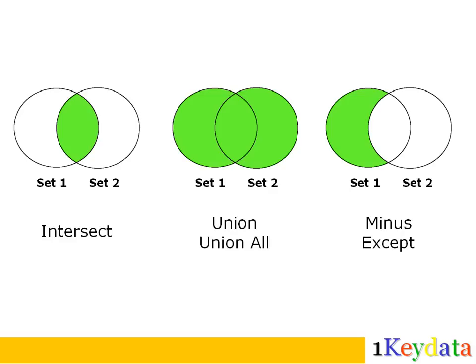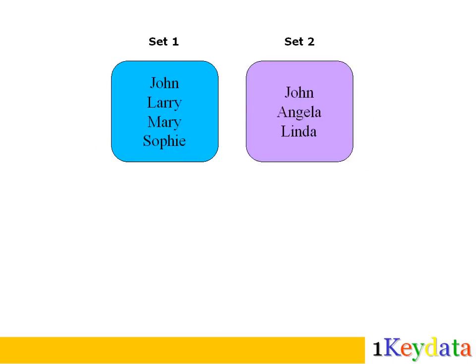Let's take a look at an example and see how they're different. Assuming set 1 has 4 rows, John, Larry, Mary, and Sophie, and set 2 has 3 rows, John, Angela, and Linda. When we use the intersect command, the result is John.